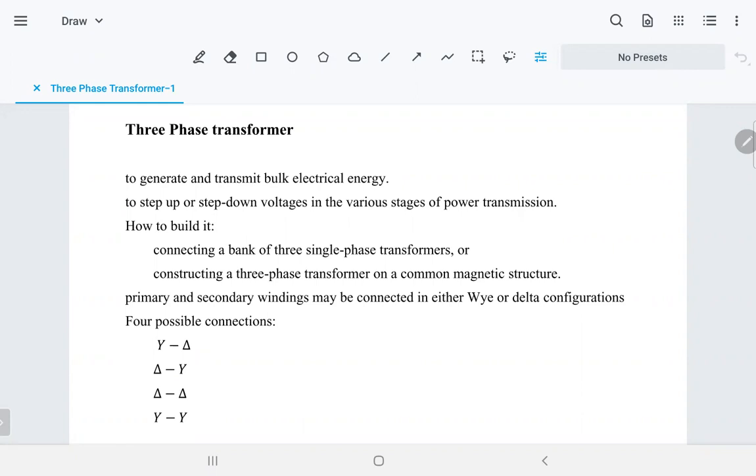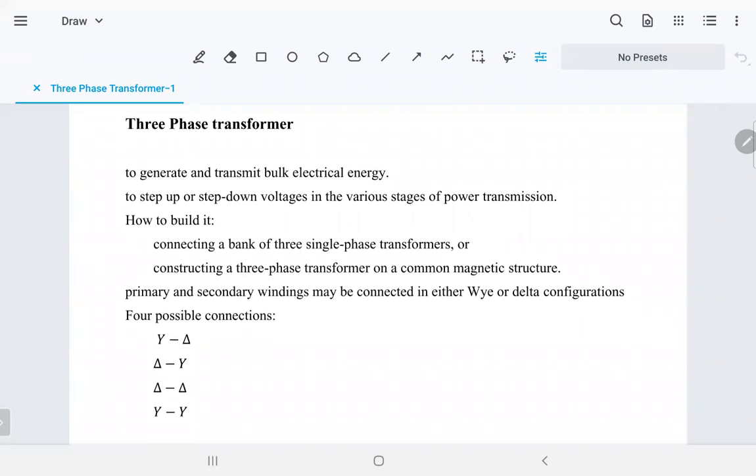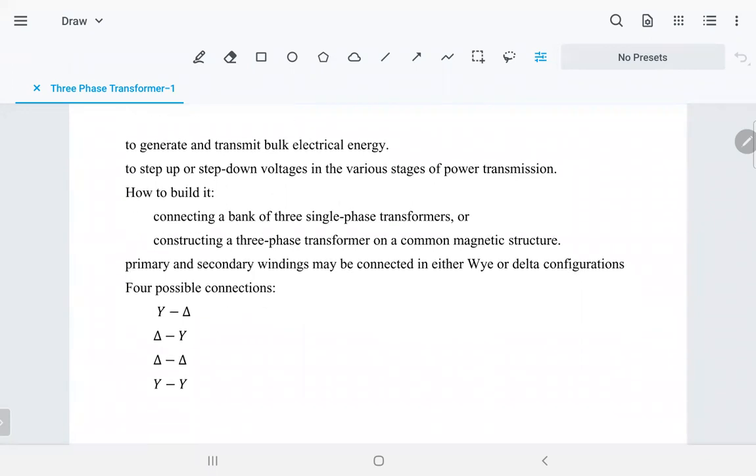So there are two ways. You can have a three-phase transformer, like one core with three legs, or you can have three single-phase transformers. You get three single-phase transformers and connect them, and then the connection is three-phase. So you can have delta or star or Y connection. So you will have a variety of transformers.